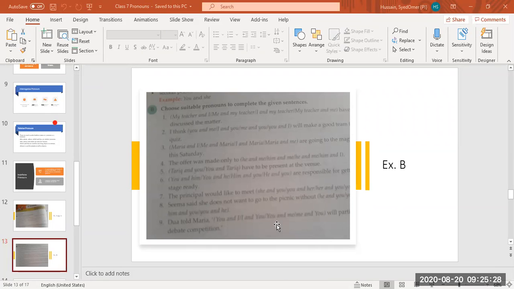Do the second one also. I think you and me, I and you, me and you and I will make a good team for the quiz. You and I. Good. Why? Because I've told you, you are going to use subjective pronouns, and the second person pronoun before. You and I. Okay, remember this. You and I will make a good team for the quiz. Good. Do the third one as well. Maria and I, me and Maria, I and Maria, Maria and me are going to the magic show this Saturday. Right option. What is the right option?